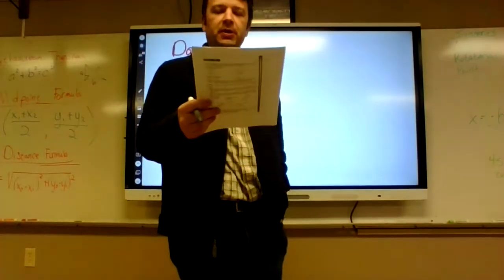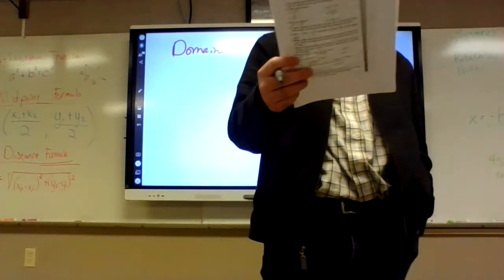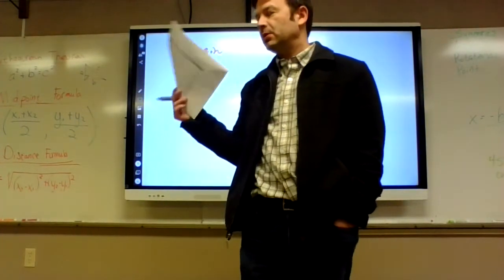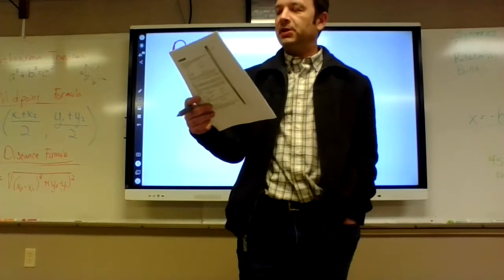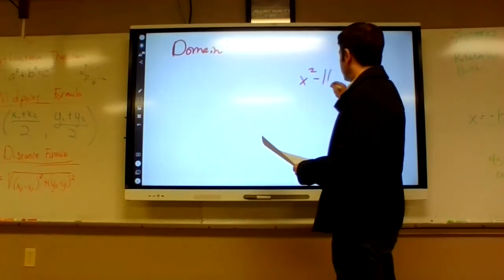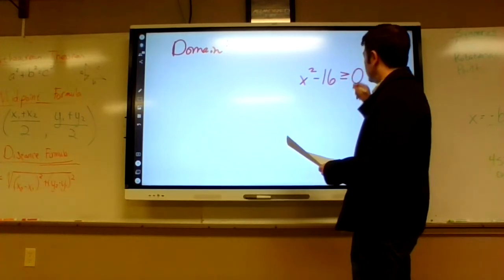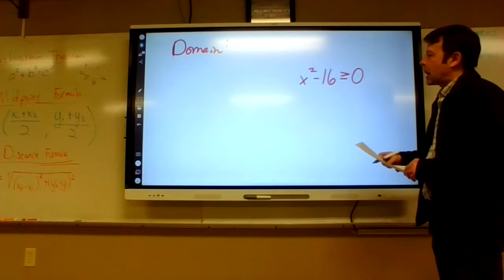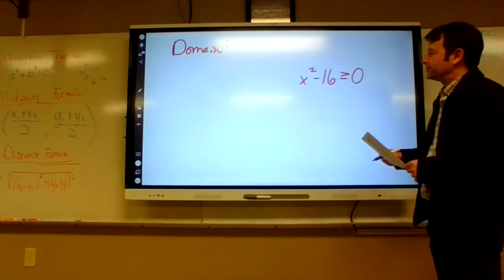When x is under the square root, what cannot happen? Anything less than... No negatives. So basically we need x squared minus 16 to be greater than or equal to 0. How do we solve that for x?